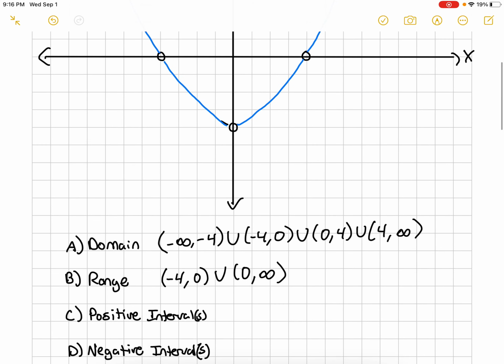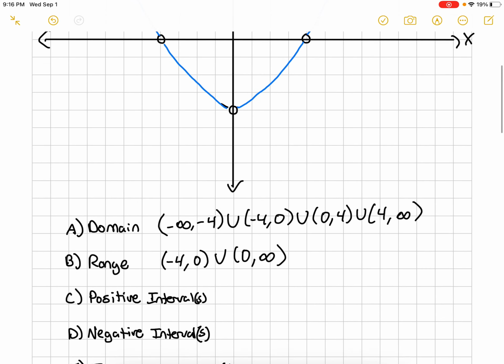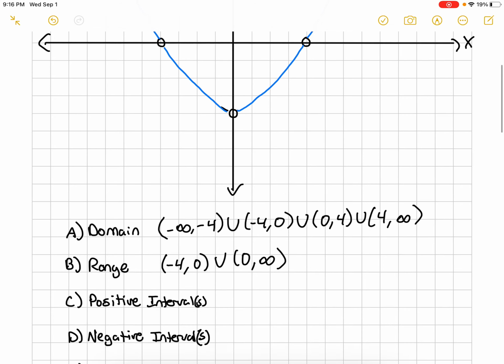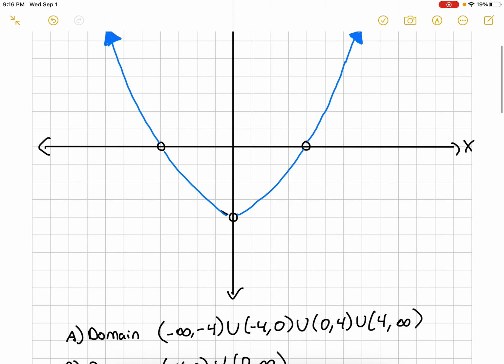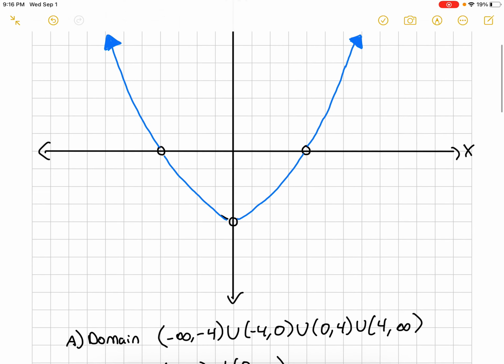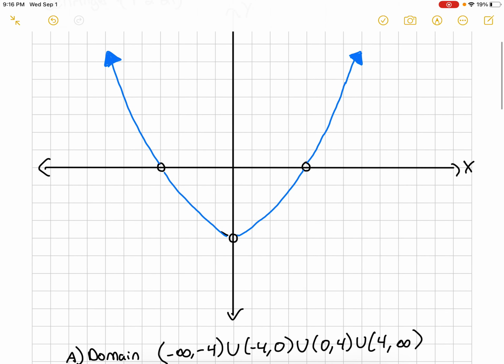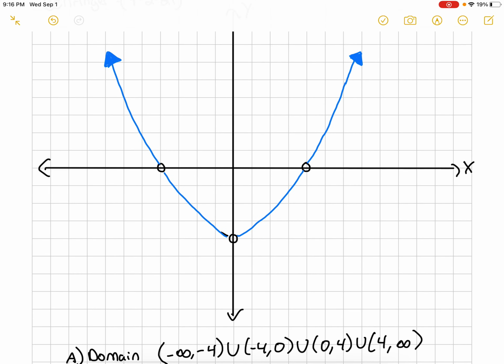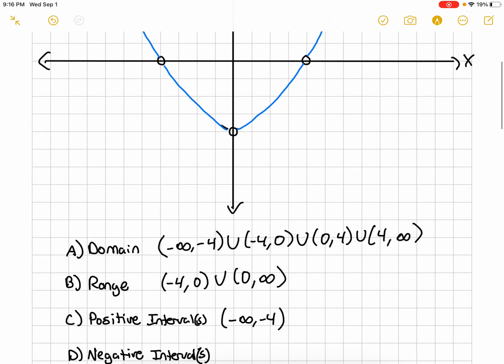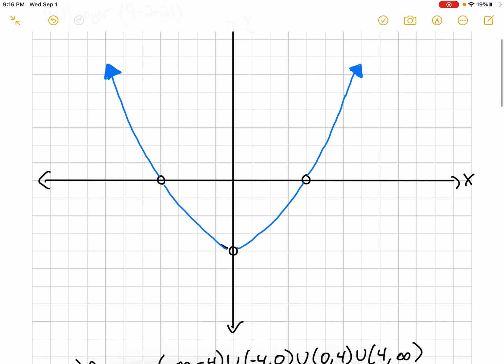Okay, your positive intervals. This means what are all the possible x values or the possible inputs where I would have a positive output. So what x values would make my function or my y values to be positive? So there's 2 positive intervals. The first one will be from negative infinity to -4. That'll give me a positive output.